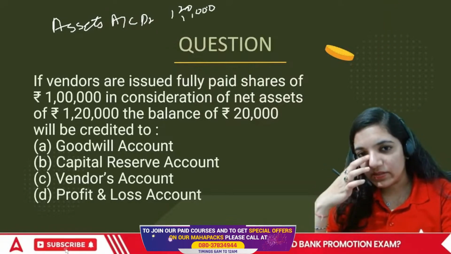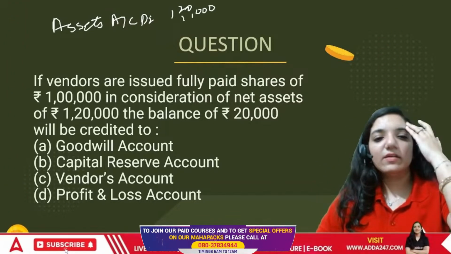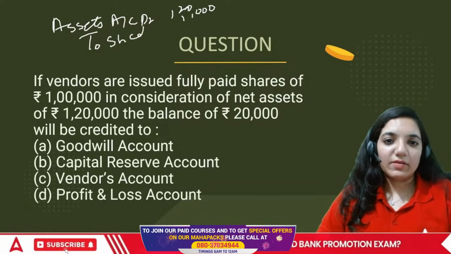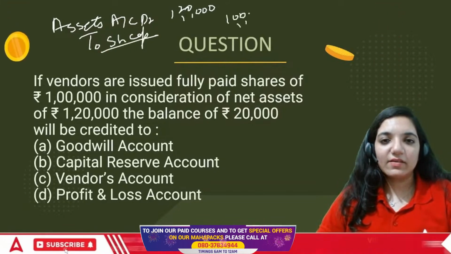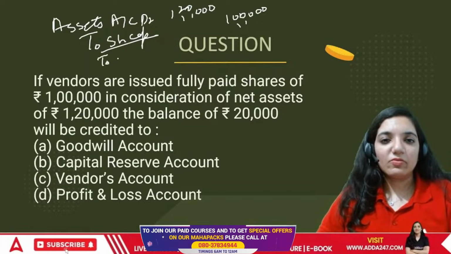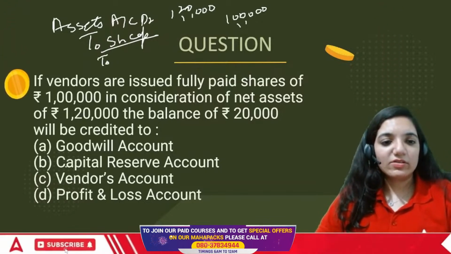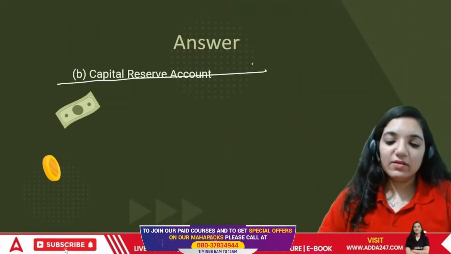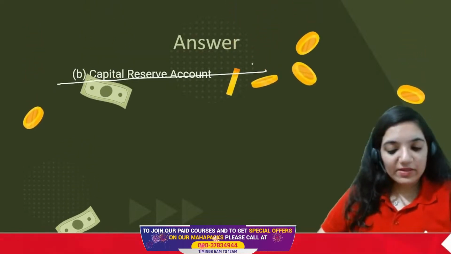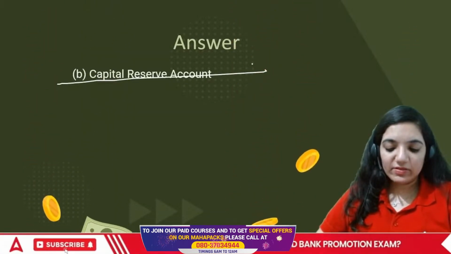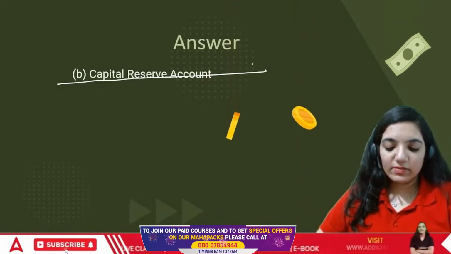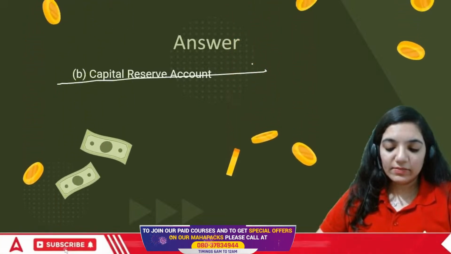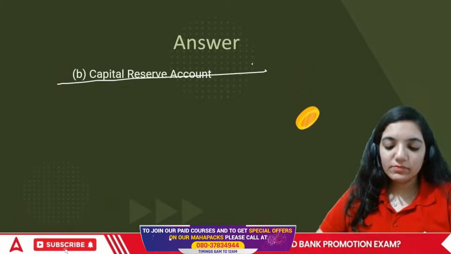If the vendors are issued fully paid up shares of 1 lakh, so to share capital, they are issued fully paid up shares of rupees 1 lakh. So what about the remaining amount? This will turn out to be either securities premium or capital reserve. So in this case it would be capital reserve. Okay? It can be the securities premium or it can be capital reserve. Done?